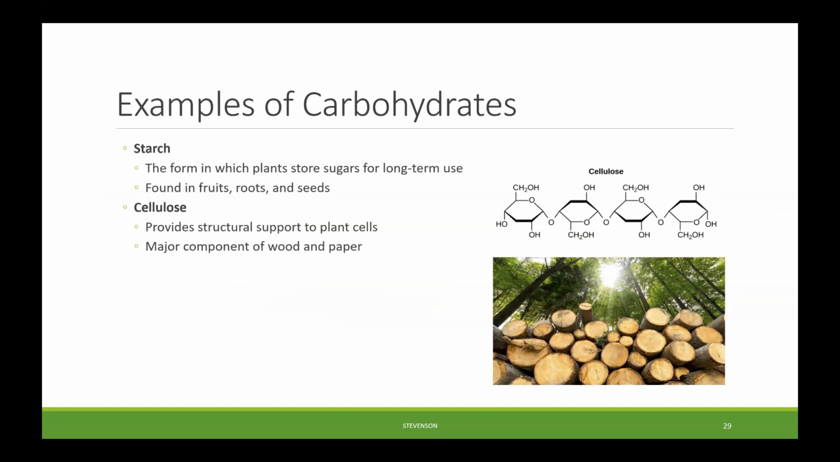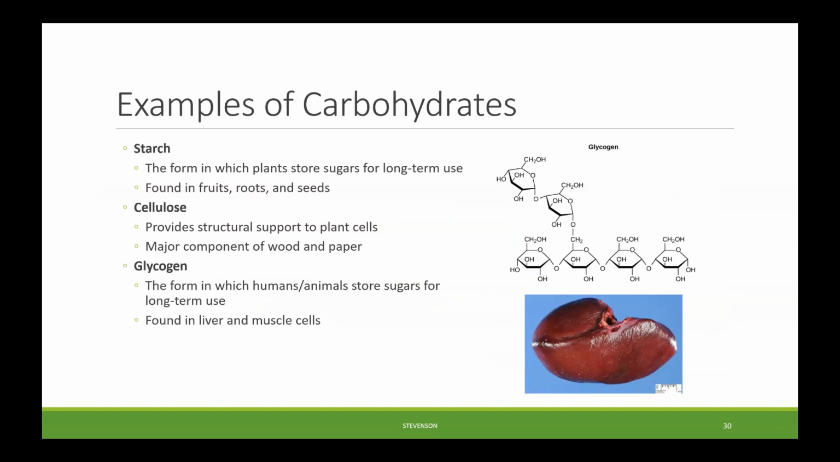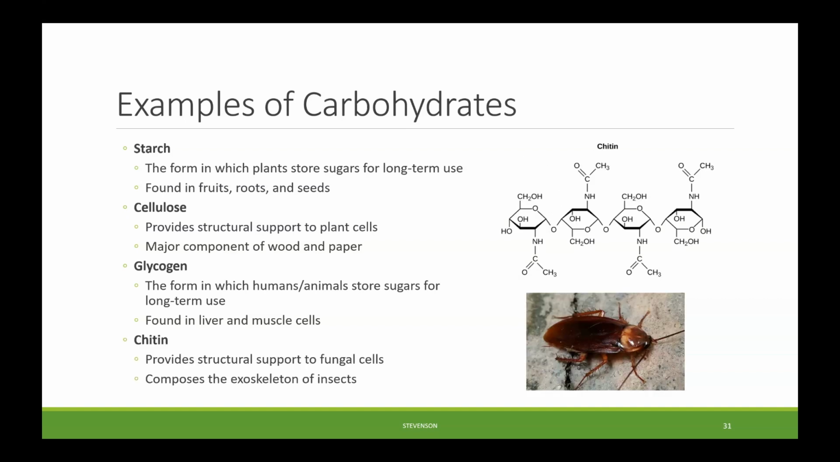Another example of a carbohydrate is cellulose. Cellulose is a carbohydrate that serves a structural role. It provides support to plant cells, and it's a major component of wood and paper, which are of course made of trees. Glycogen is another carbohydrate. Glycogen sort of is to animals what starch is to plants. Whereas starch allows plants to store sugars in a long-term fashion, glycogen allows animals, including humans, to store these linked sugars for long-term use. It's primarily found in the human liver, but also in muscle cells.